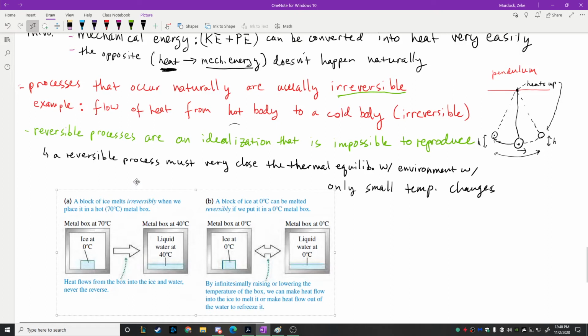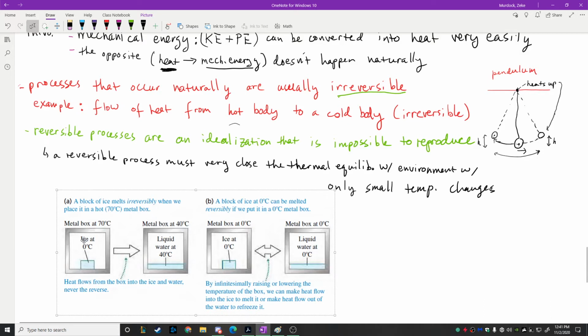Okay, so A is irreversible, B is reversible. So irreversible for part A. A block of ice melts irreversibly when we place it in a hot 70 degrees Celsius metal box. So you've got ice at 0 degrees Celsius. You've got a metal box that contains the heat inside of it at 70 degrees Celsius. The ice is going to melt. Heat flows from the box into the ice and water, never the reverse. This is what makes it irreversible.